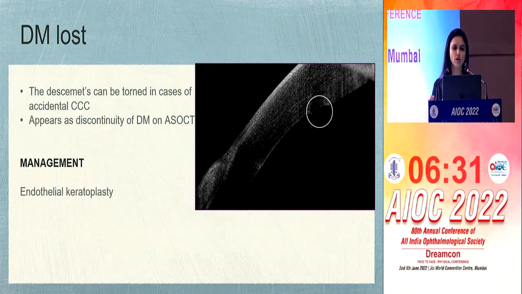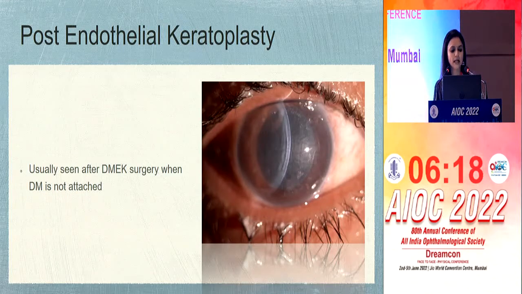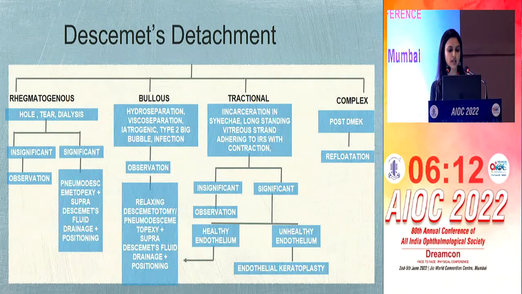If you have a very small DM detachment, which is not in the visual axis, which is not very significant, there's no edema, the visual axis is clear, the patient is not complaining, I think you can wait and watch. And obviously, if it is significant, then you can do an endothelial keratoplasty. After a post-DMEK surgery or a DSEK surgery, when your lenticule is not attached properly, this is the kind of picture you see.